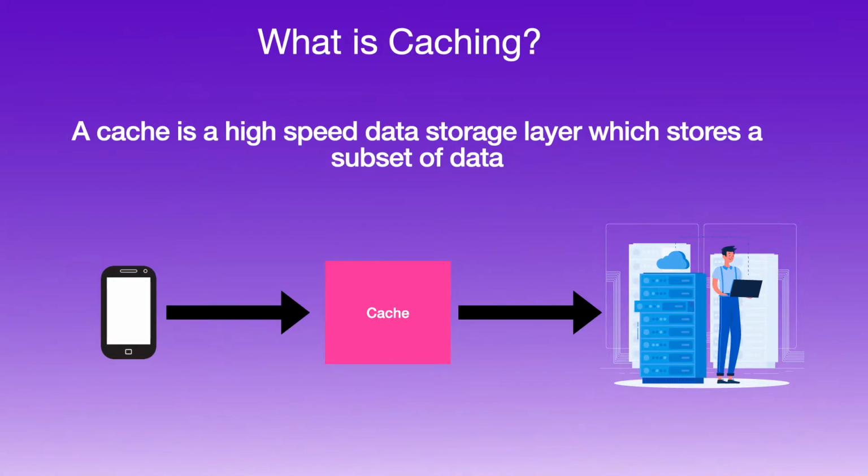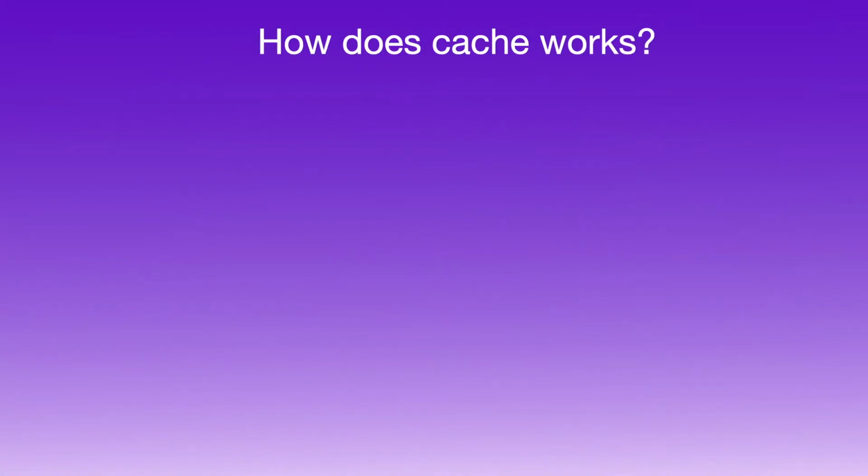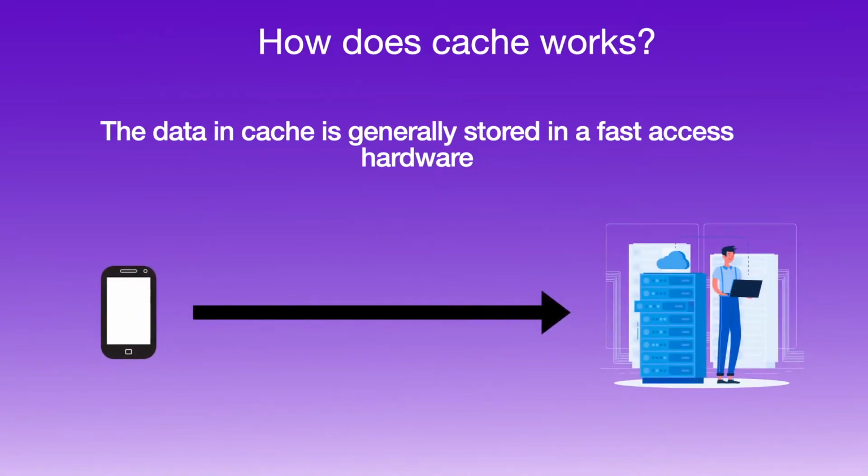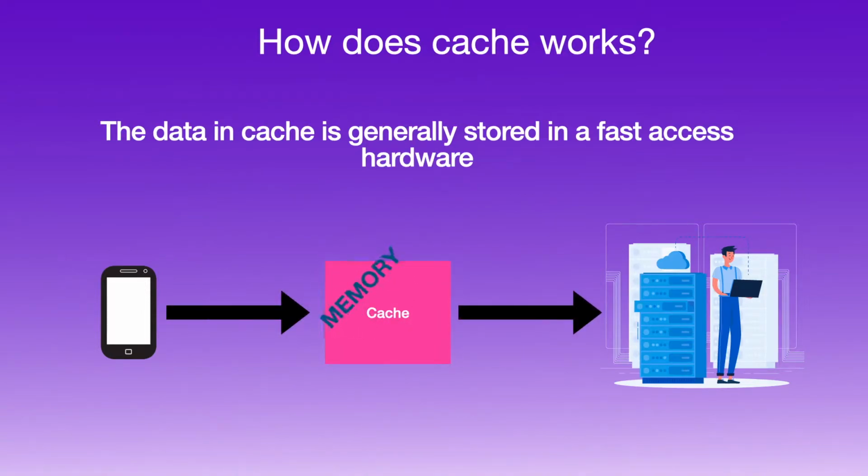So now let's see how the cache works and why cache is so fast. The data stored in a cache is generally stored on fast access hardware. In the scenario where the client was connecting to the remote server, it was slow because the data was stored on the disk, and in the scenario where the client was getting the data from the cache, it was fast because the data is stored in the memory. As we know, reading from the memory is much faster compared to reading from the disk, so the read operations from the cache are much faster than the read operations done from the disk.